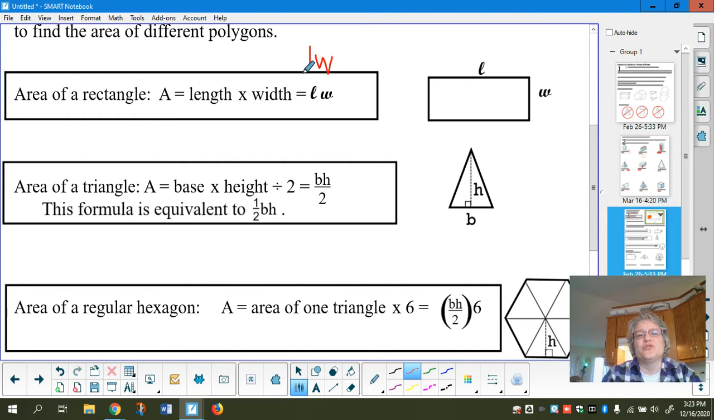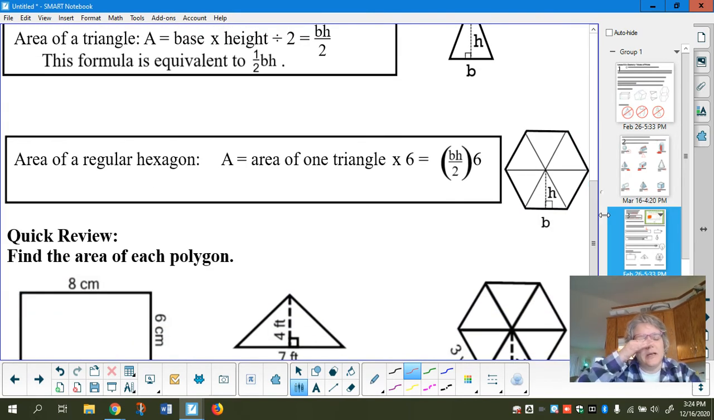So usually if we're trying to show that it's the length, we'll write a swirly L and a swirly W. Cursive, they're cursive. The area of a triangle is base times height divided by 2. That was on the quiz. And then we have area of a regular hexagon. And so this one is a little different. We haven't talked about this one yet, but it's not very hard.